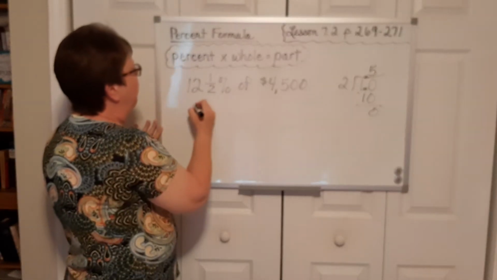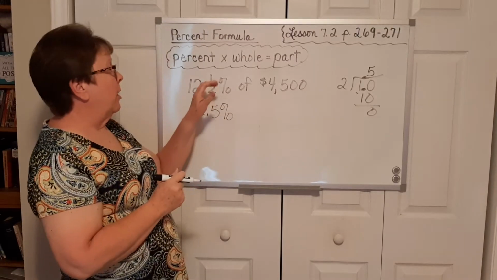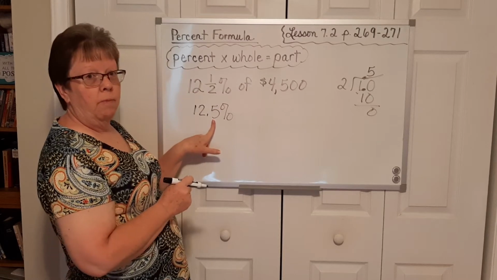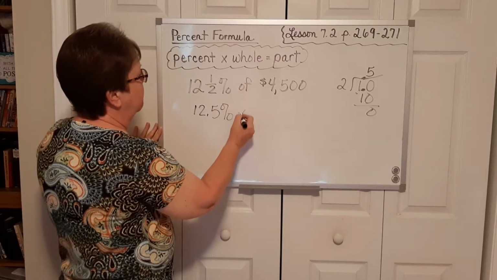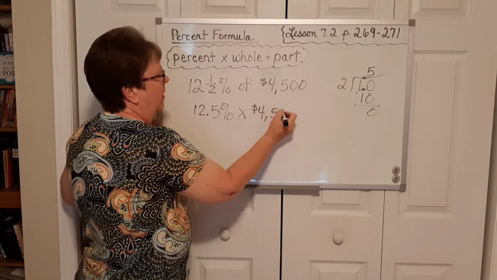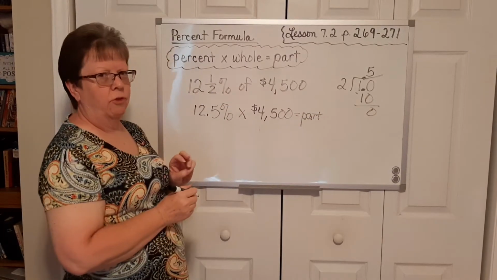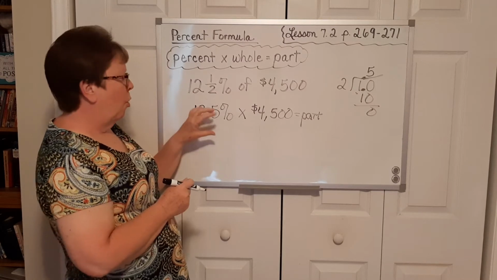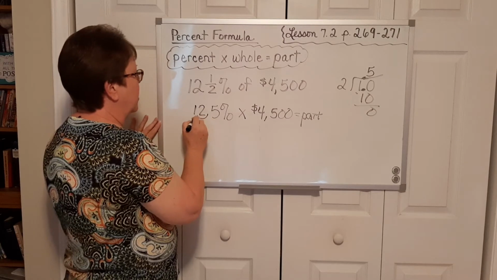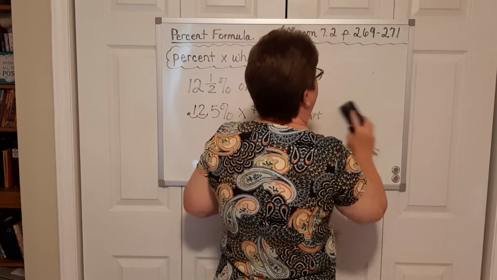So now we have 12.5. It's still percent because we didn't do anything with the 12. We just took the 1/2 and made it into a decimal. So there's our percent times, and our whole is the $4,500. We're trying to find the part of that, the 12.5% of that. So that's the part. Now we've got to make this whole percent into a decimal, so we have to go 2 places to the left. So we have 0.125.